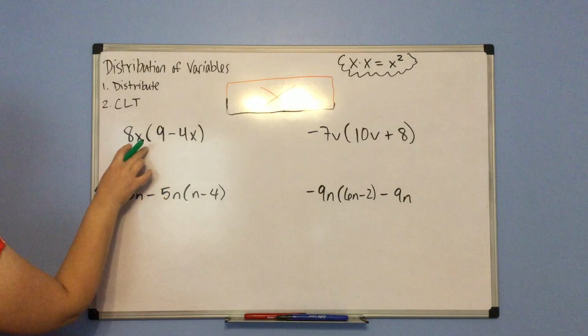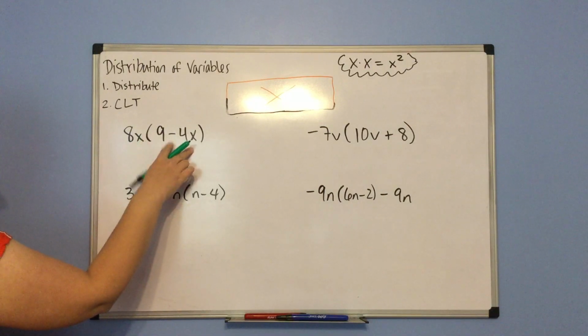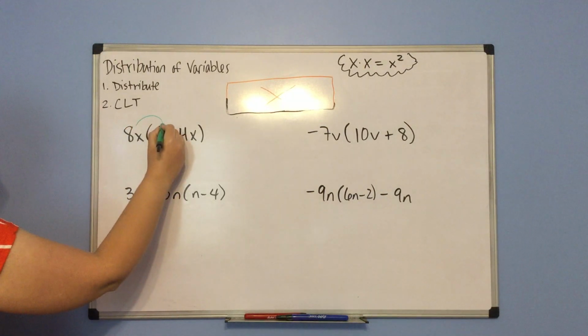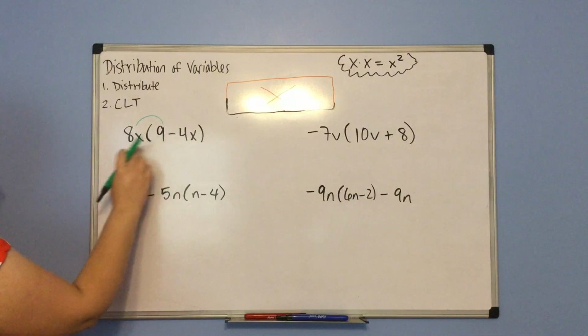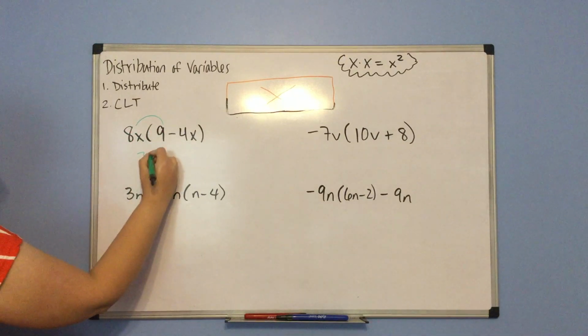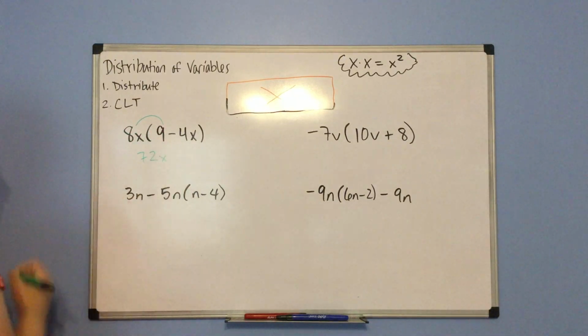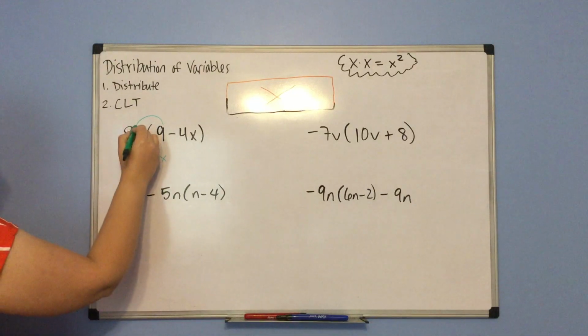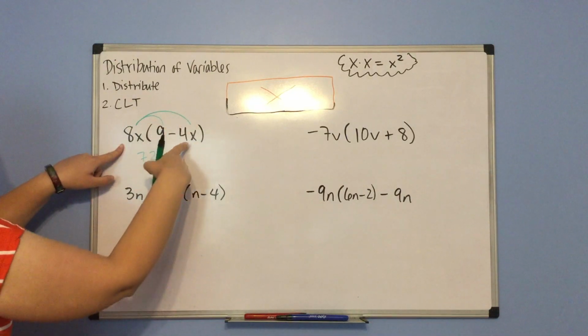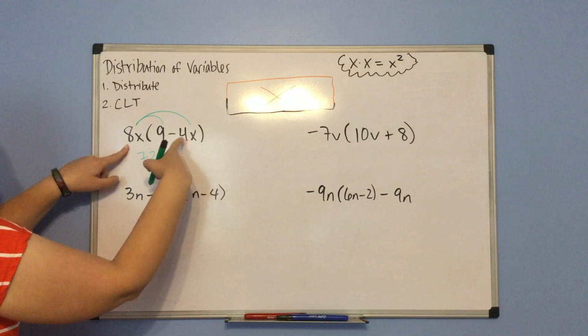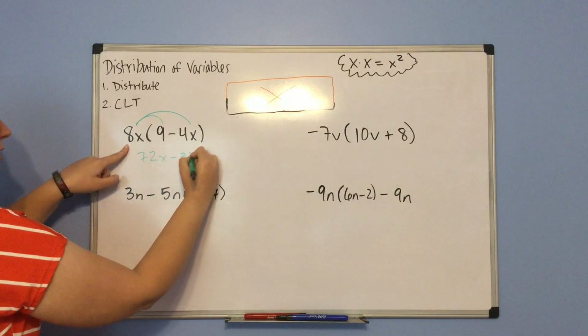This first one, I have 8x times this whole set of parentheses. So I'm just going to distribute 8x times 9. 8 times 9 is 72. And then the x part stays the same. And then now we have 8x times negative 4x. 8 times negative 4 is negative 32.